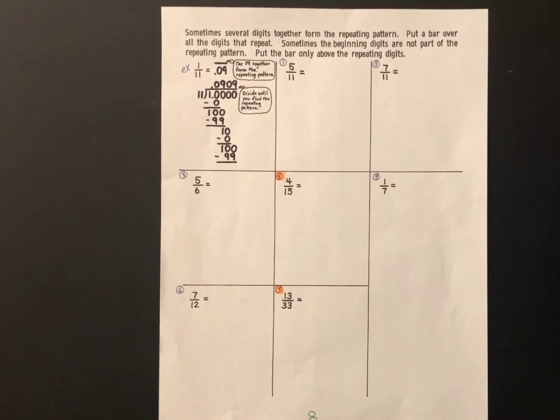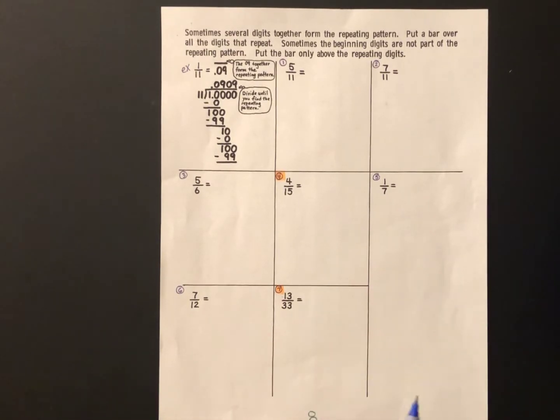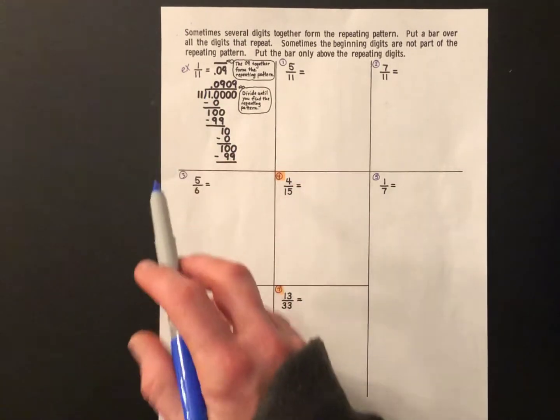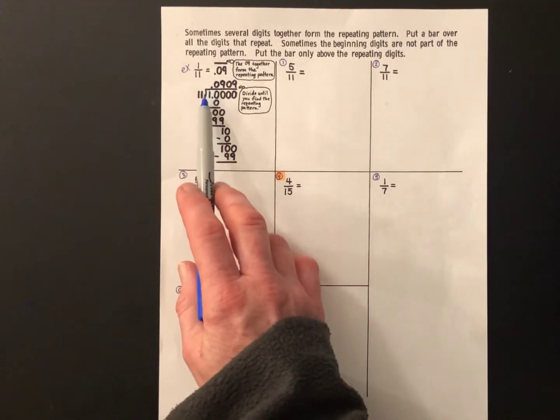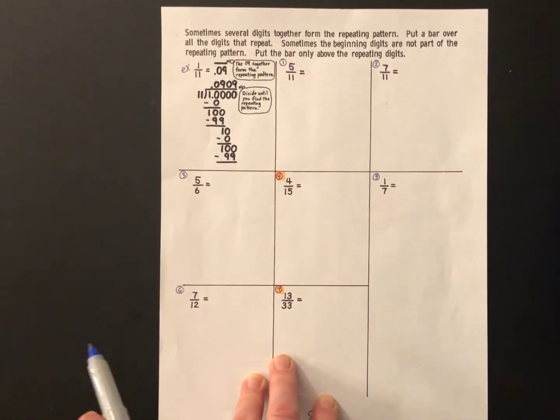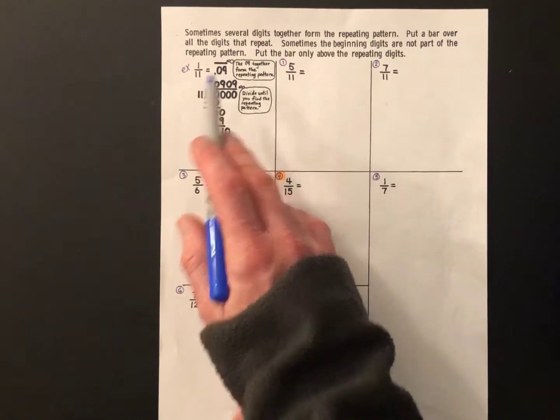Do you remember when we worked on repeating decimals? We're doing it again. You are performing long division with these fractions, and you are going to keep dividing until you know exactly what's repeating. Your first example is this one. 1 divided by 11. You end up with 0.090909. Since the 09 is what's repeating, you put a line over the 09.